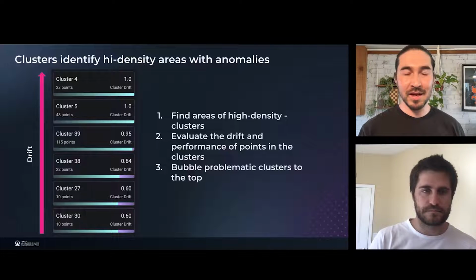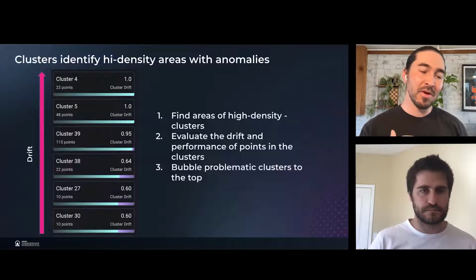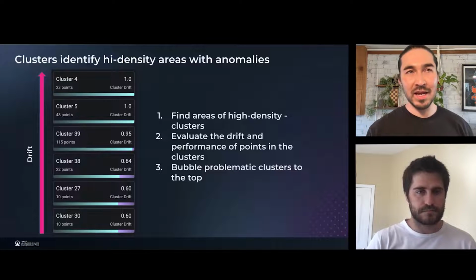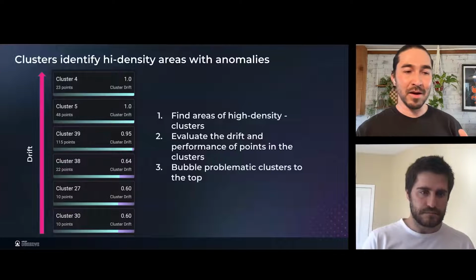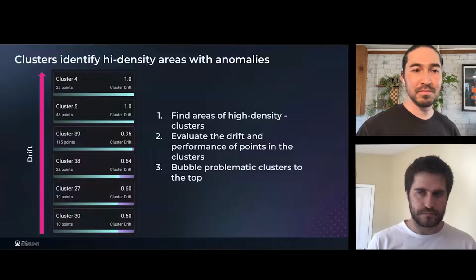So in this case on the left, you can see that the clusters have now been sorted by the percentage or the ratio of how much is seen in production versus training. And we're easily able to show pockets of high density where your model is potentially drifting with regards to embeddings.